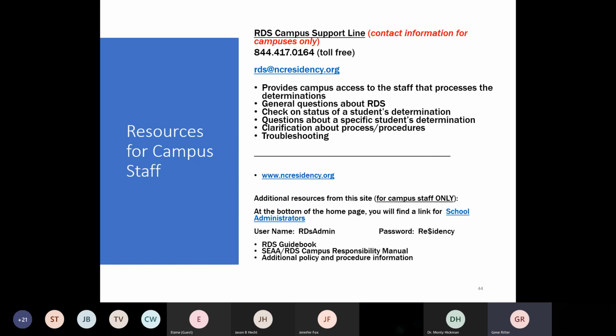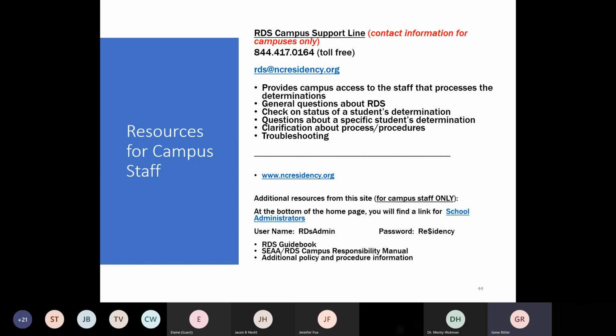For the campus, we have a dedicated campus support line, okay? And this gives you that information as well as a dedicated email. And please don't give this to students, because we want to be available to help you and support you when you have a student in front of you or you've come up with a unique situation. This goes to the processing staff that actually work on those reconsiderations and appeals and so forth. And they'll help with general questions, specifics about a student, troubleshooting.